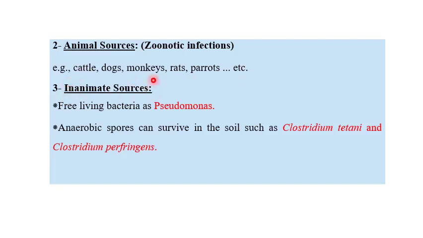Inanimate sources, which are free living bacteria, for instance Pseudomonas, which can live even in water, and can live in cetrimide solution. So Pseudomonas can live freely and can be a source of infection coming from something inanimate, something not alive. The anaerobic spores, of course, can survive in the soil for decades, as a form of a spore, and they can infect human beings, such as Clostridium tetani or Clostridium perfringens.